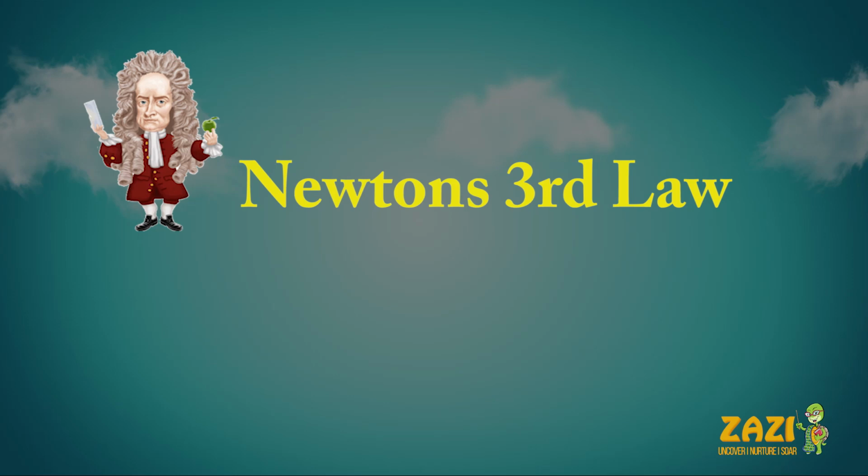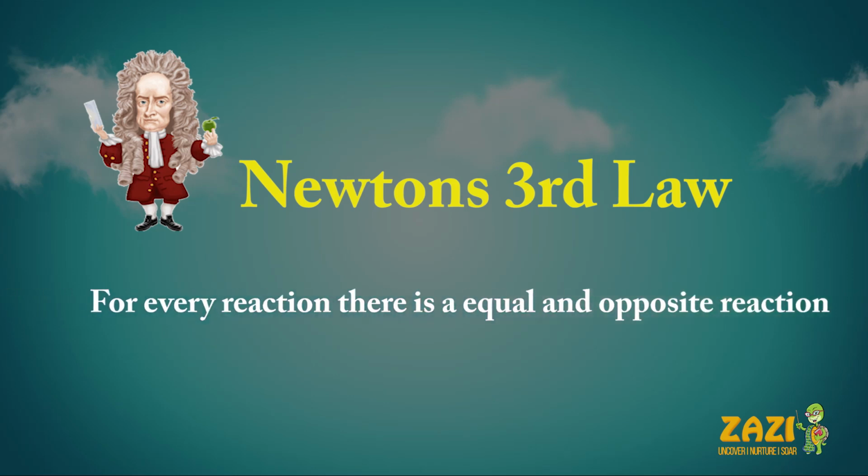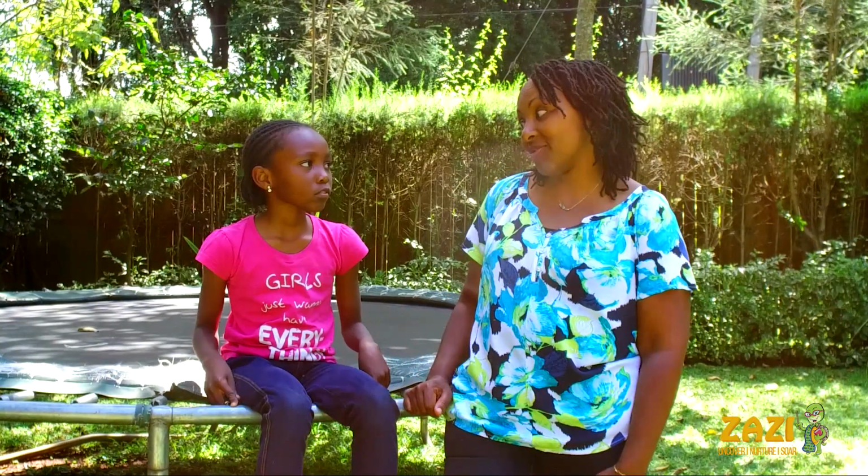Newton's third law of motion. This is a law that states for every action, there's an equal and opposite reaction. Who was Newton? Isaac Newton was a mathematician, an astronomer, and a physicist, and he came up with many laws in physics that we now use today.